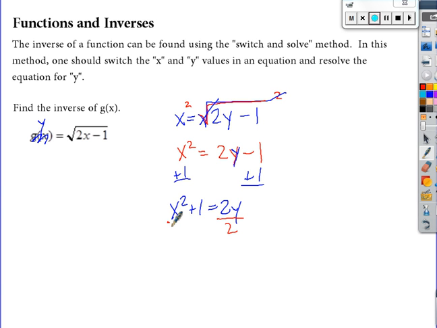What am I dividing by 2 over here? I'm dividing everything by 2. So in the end, I end up with my inverse of g. So g negative 1 of x, inverse of g, is going to be x squared plus 1 divided by 2. Function inverses. Switch and solve.